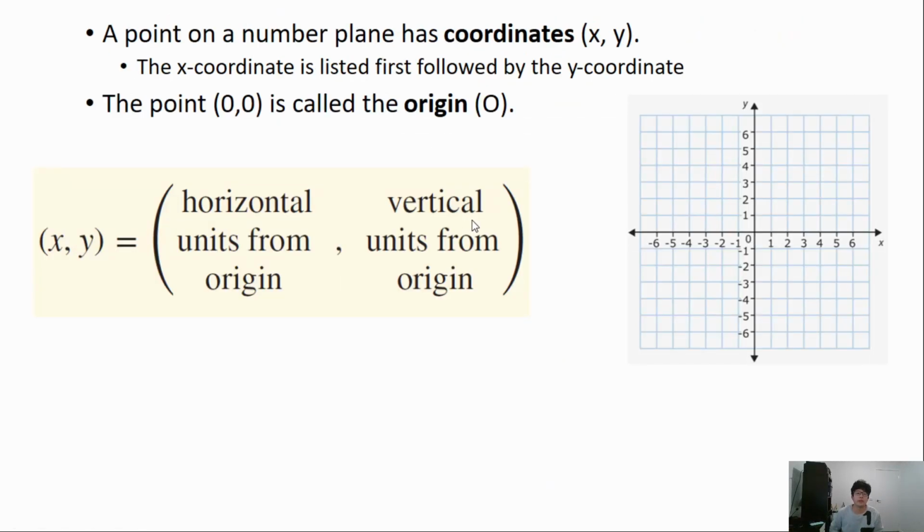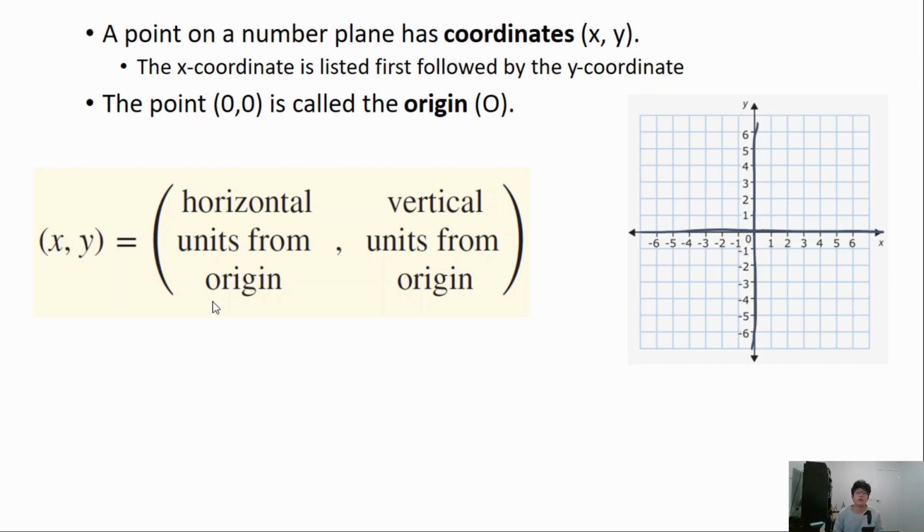So a point on a number plane has coordinates x and y. The x coordinate is listed first, followed by the y coordinate, and the point 0, 0 is called the origin. So overall, the x coordinate is referring to the horizontal number line across like this, and the y coordinate is referring to the vertical number line, just like that.